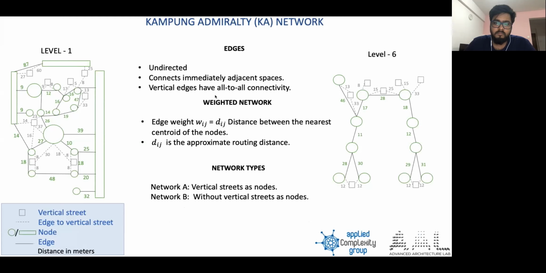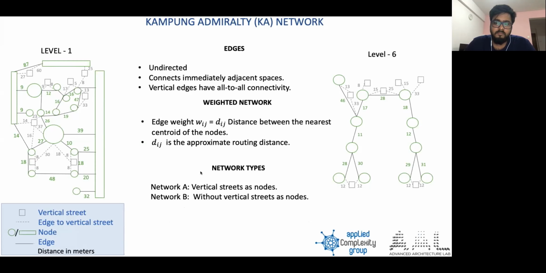Edges are formed between immediately adjacent spaces. An exception to this is within vertical streets, like lift lobbies. Since we can potentially access any lift lobby directly from one level to another, they have an all-to-all connectivity when they share the same lift core. And this is a weighted network where the edge weight is the routing distance between the centroid of the nodes.